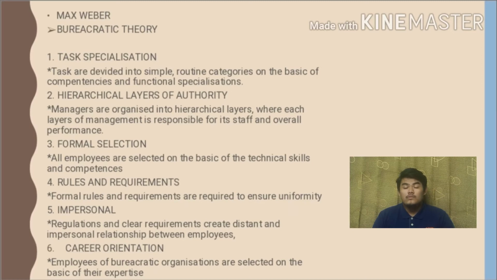Then let's go to Max Weber's bureaucratic theory. Bureaucratic theory is divided into six: number one, task specialization; two, hierarchical layers of authority; three, formal selection; four, rules and requirements; five, impersonal; six, career orientation.